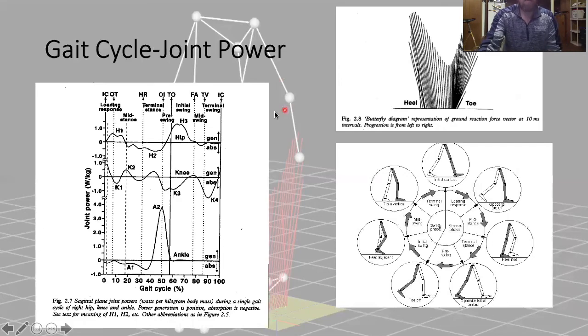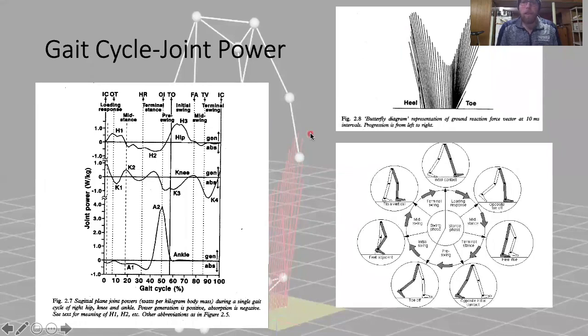Now, let's look at joint power. So let's take a look at joint power. Now, we have to remind ourselves what that means. So power is work over time. Let's remind ourselves a little bit here. Work equals force times distance.